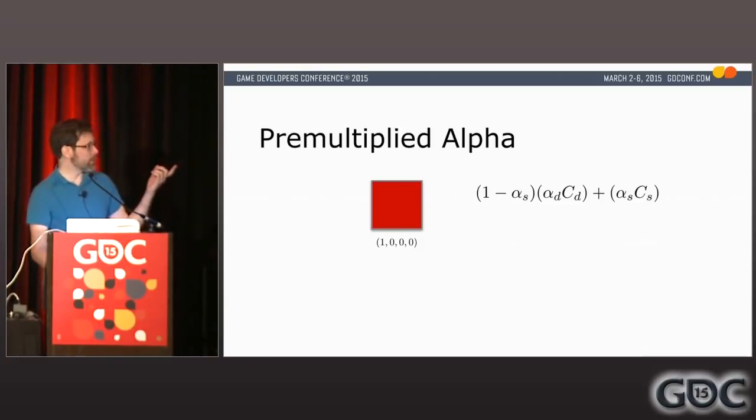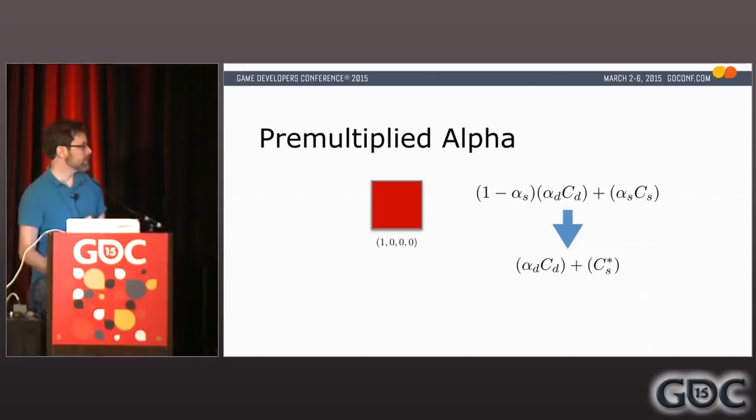And if we apply our source over equation, we end up with something like this. Our alpha is 0, so that 1 minus alpha source goes away. And then I've changed it to a C star because it's not really alpha source times the color source. We get additive blending out of this. So we get our destination, we just add a source color to it.